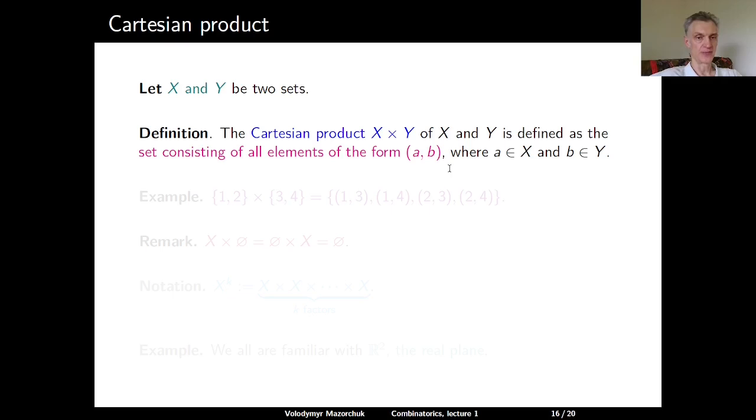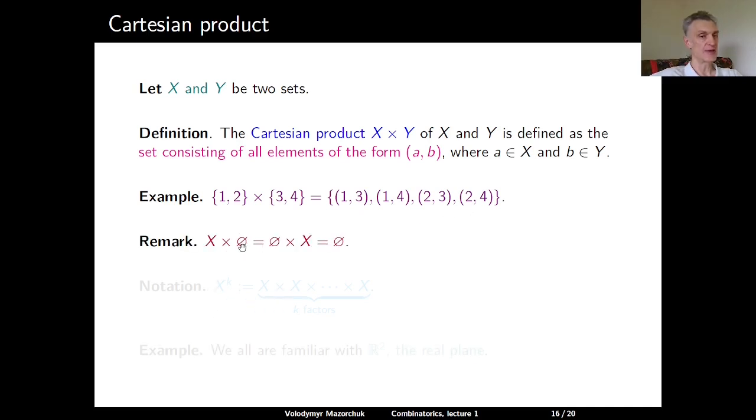in this pair. For example, the Cartesian product of the set {1, 2} and the set {3, 4} consists of the following pairs: (1, 3), (1, 4), (2, 3), and (2, 4). Let us remark that X Cartesian product with the empty set in any order outputs the empty set.